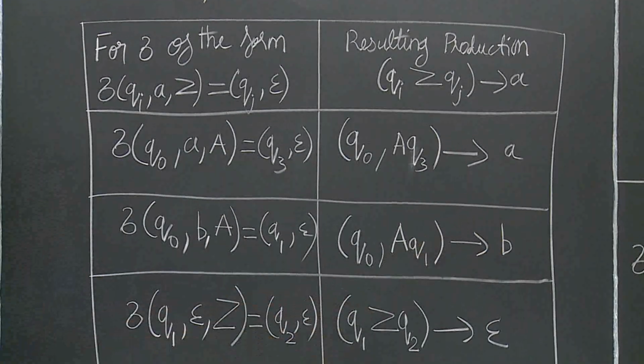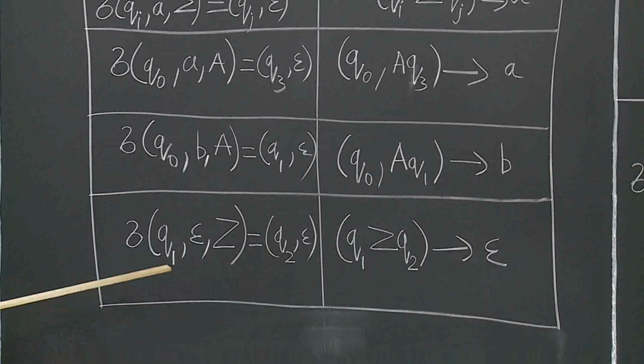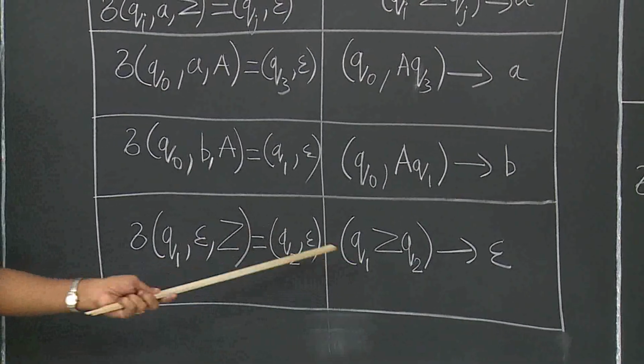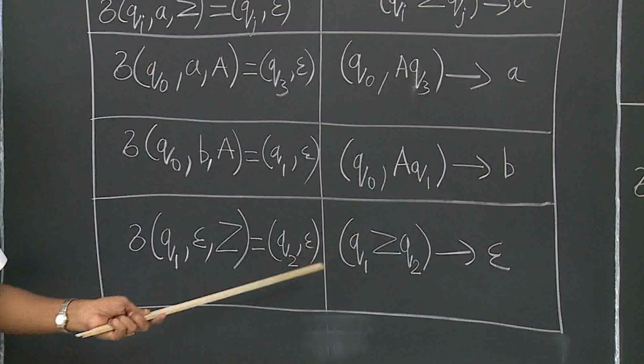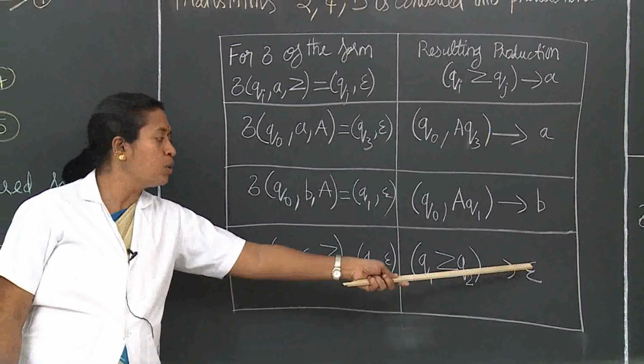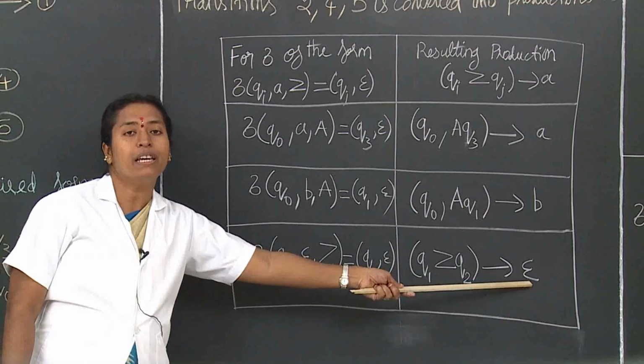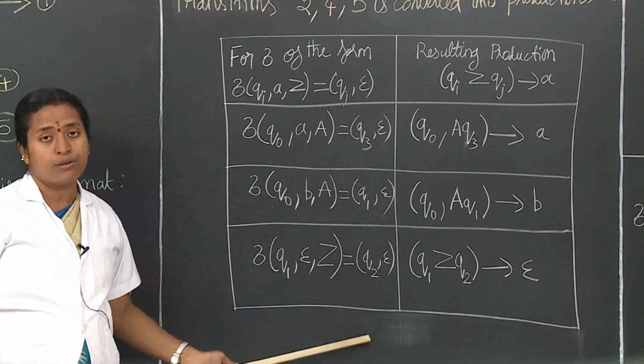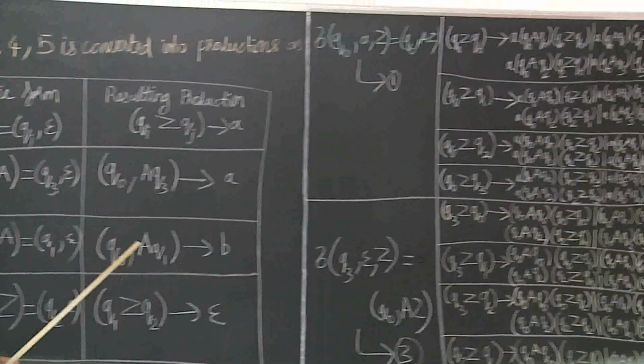This is for the production. Next, if you consider this transition, again the Q1 will be here. Next, the top of the stack is Z. The resultant state is Q2. We are not pushing anything, so the resultant input symbol will be epsilon. Okay, have you understood? Next, we can see the remaining transitions.